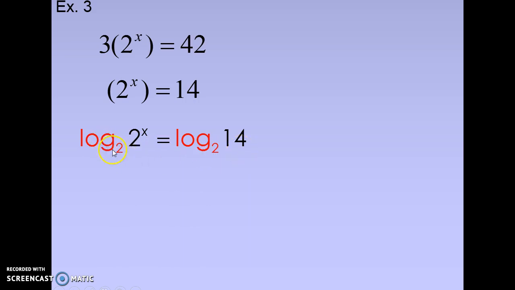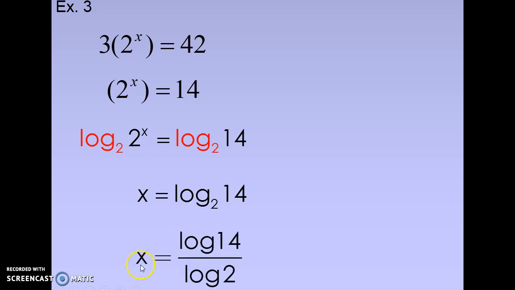Well, log base 2 and this 2 cancel out to leave us with just x. And now we have x equals log base 2 of 14. Now we apply the change of base formula and we have x equals log 14 divided by log 2. So remember, here we used our log base formula, and then here we used our change of base formula.